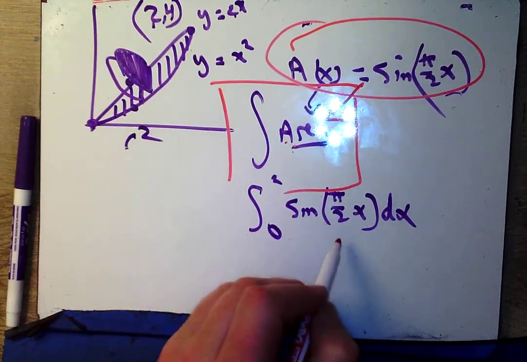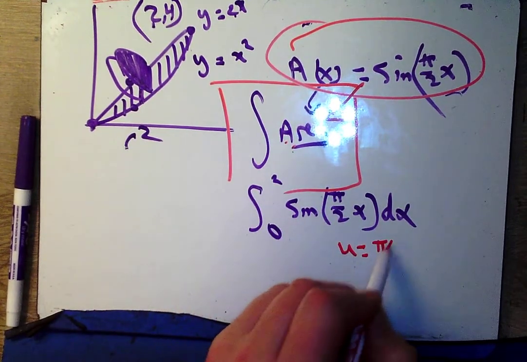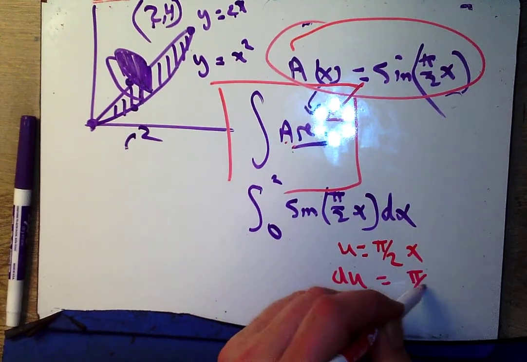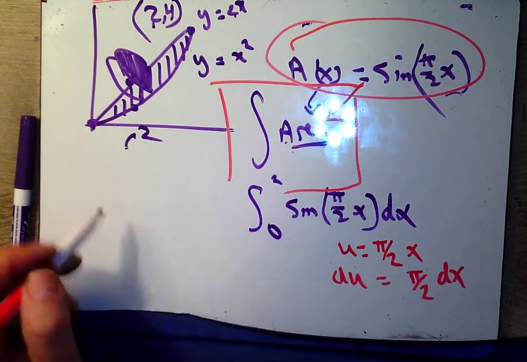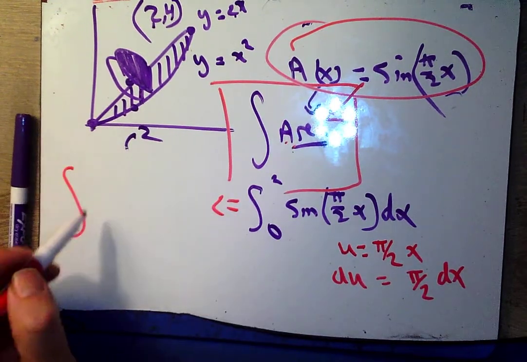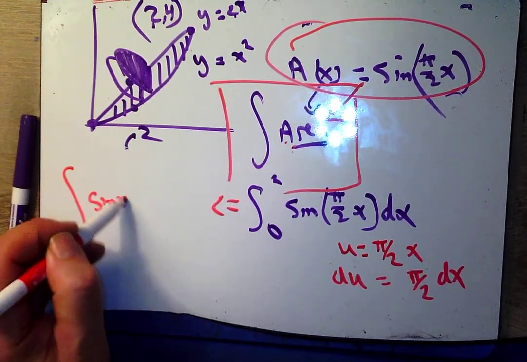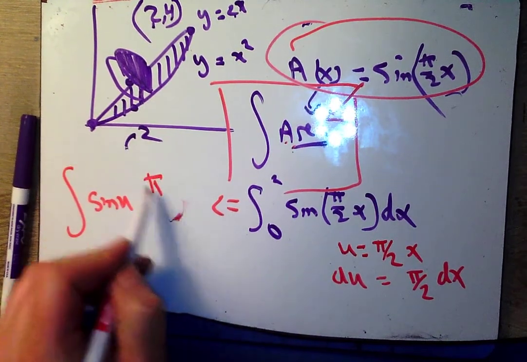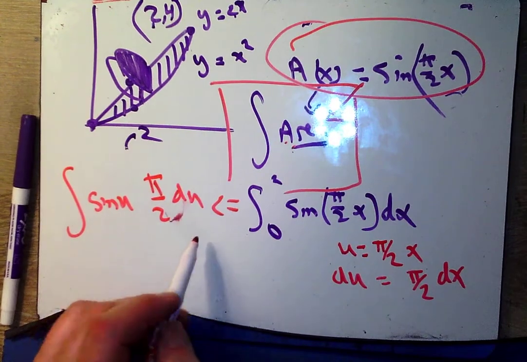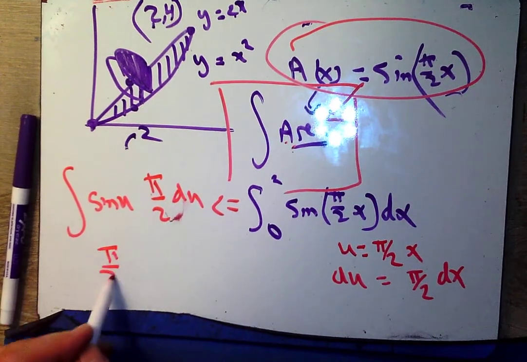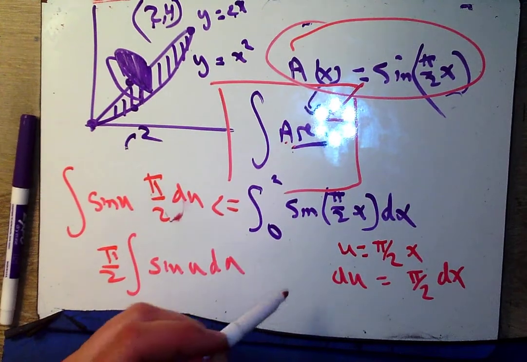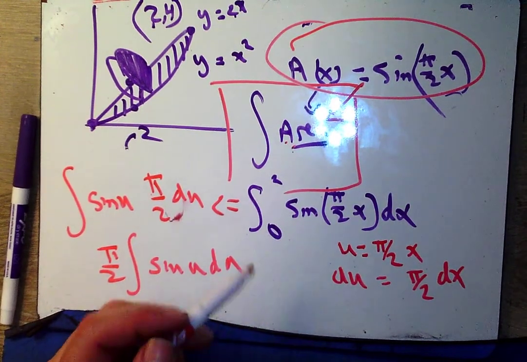So you might want to use a u-sub with pi over 2 x. So du is pi over 2 dx. And so I can rewrite this integral as the sine of u du, pi over 2 du. So let's pull that pi over 2 out in front. Sine u du.